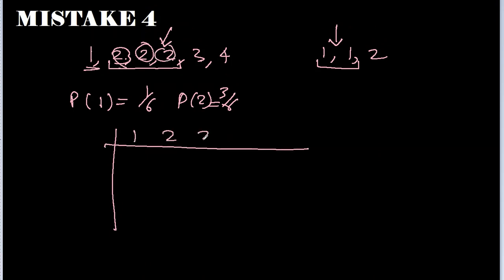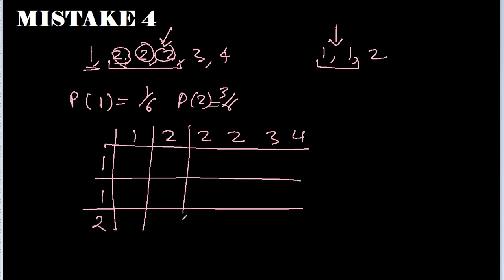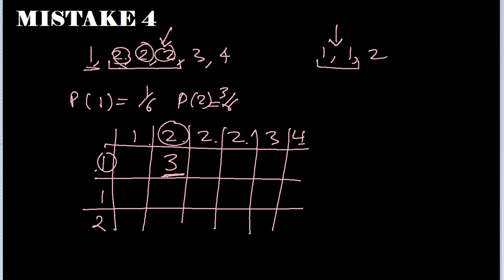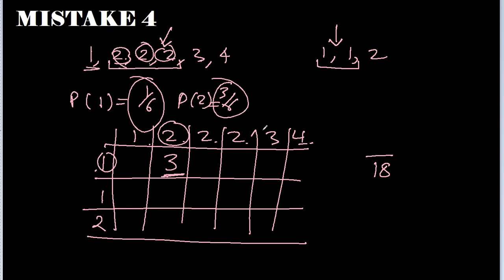So 1, 2, 2, 2, 3, 4 in one row, and 1, 1, 2 in one column, and then make a table to see what the final outcome is. For example, 2 and 1 will give you 3, because the sum of the two outcomes is your score, right? And this is how you will have 6 times 3, 18 outcomes possible, and your probability will be straightforwardly out of 18. There is no need to write 1 over 6 or 3 over 6 or something like this. That will complicate things. This makes it simpler.